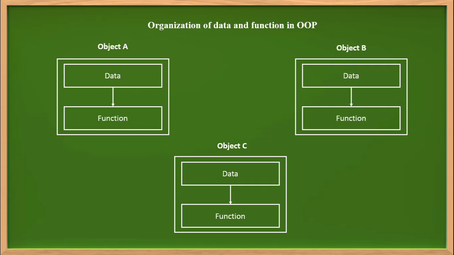The organization of data and functions in object-oriented programs is shown in the figure. The data of an object can be accessed only by the functions associated with that object. Functions of one object can access the functions of other objects.